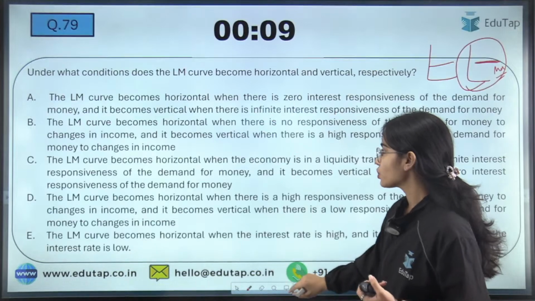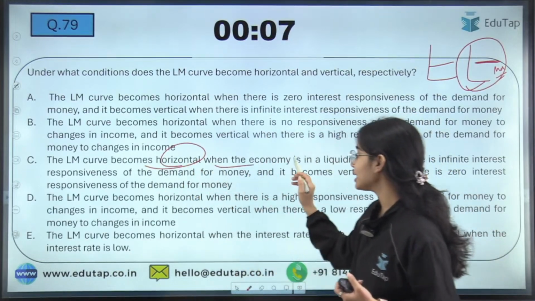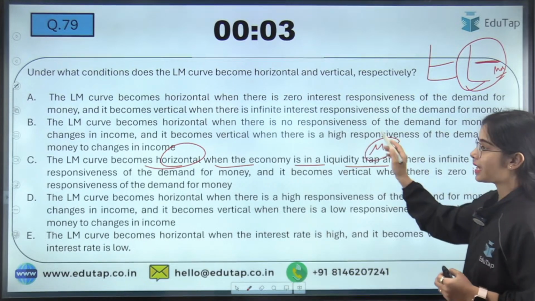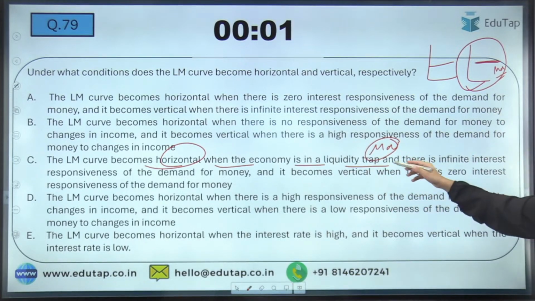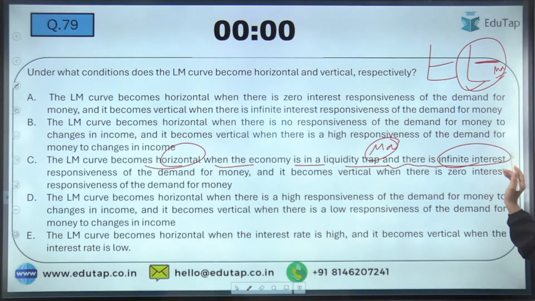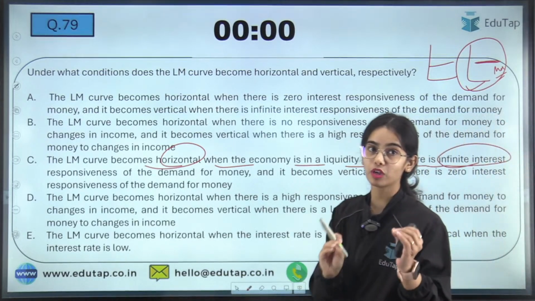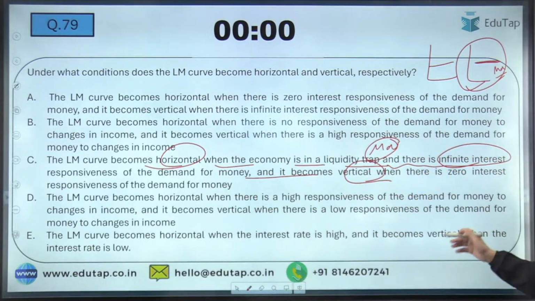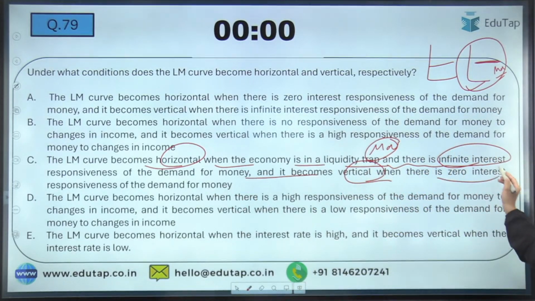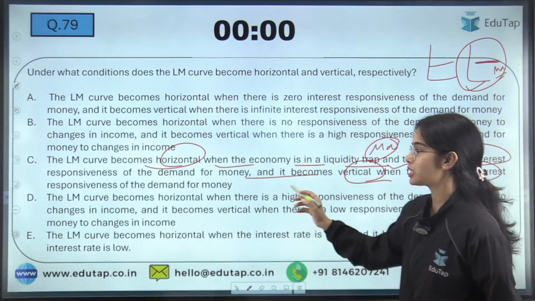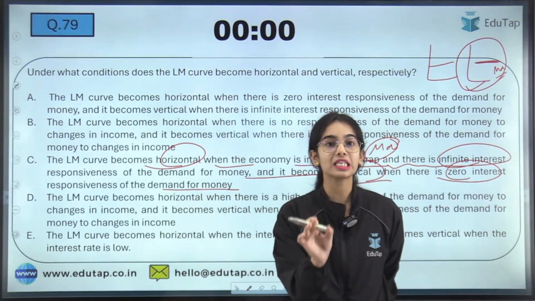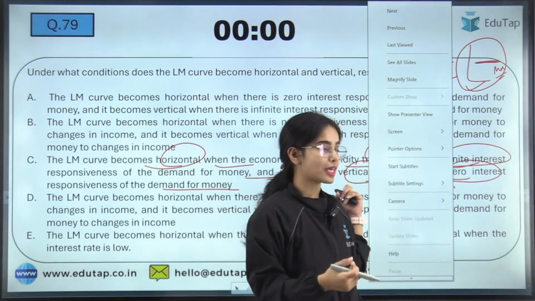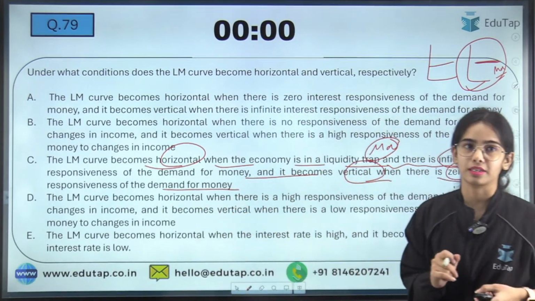So the LM curve becomes horizontal when the economy is in a liquidity trap. When the demand for money is horizontal, then the LM curve will be horizontal, and this means there is infinite interest responsiveness of the demand for money. And the LM curve becomes vertical when the demand for money is vertical and there is zero interest responsiveness of the demand for money. Demand for money is not changing at all. It is zero responsive to the rate of interest. So that is the idea. So C is the answer here. Very good.